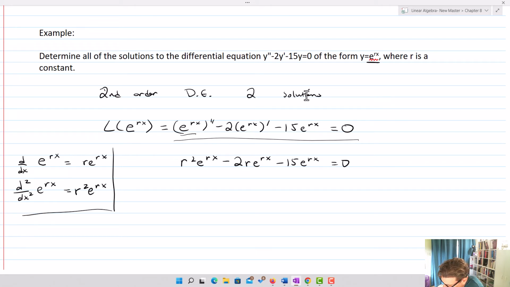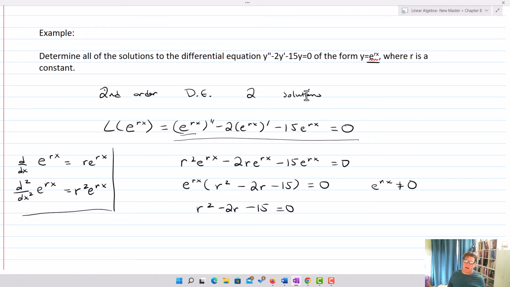So if I factor out e to the rx, I get e to the rx times r squared minus 2r minus 15, and that equals 0. E to the rx will never equal 0. So that means that r squared minus 2r minus 15 has to equal 0, which is good news because we want to figure out what r is anyways, right? We want to find r.